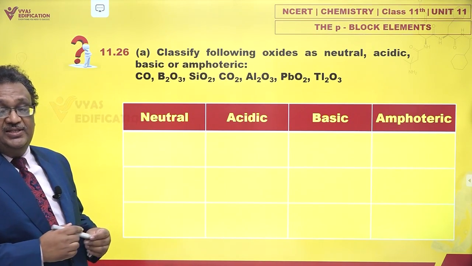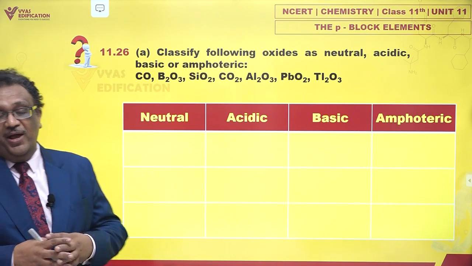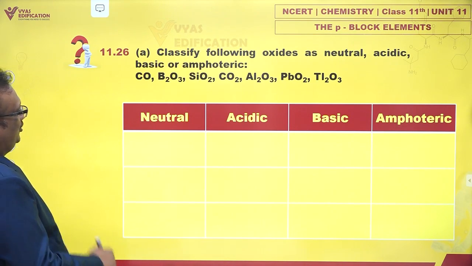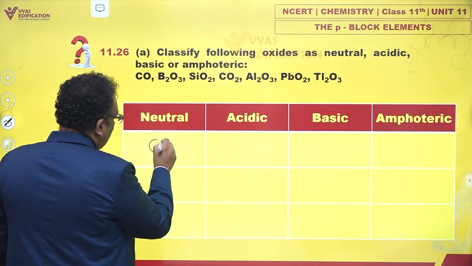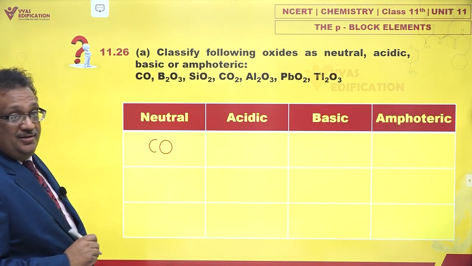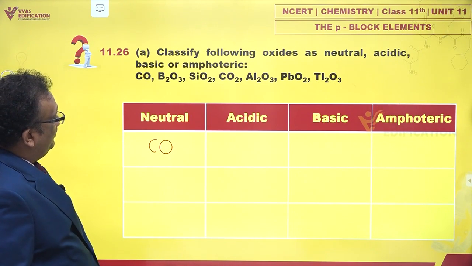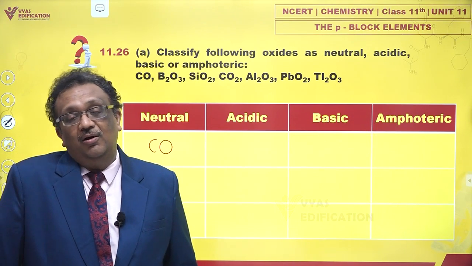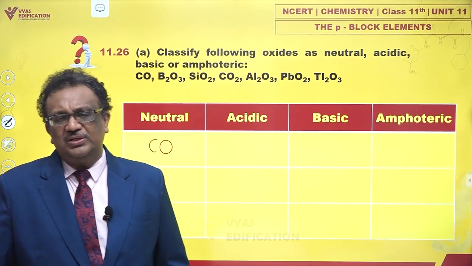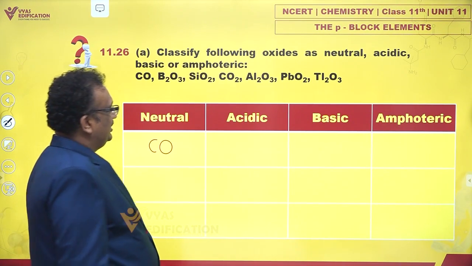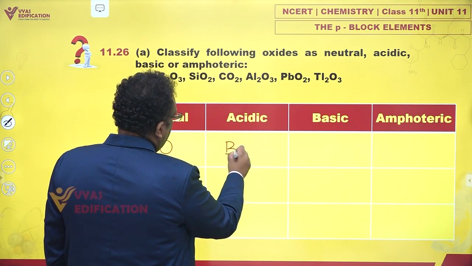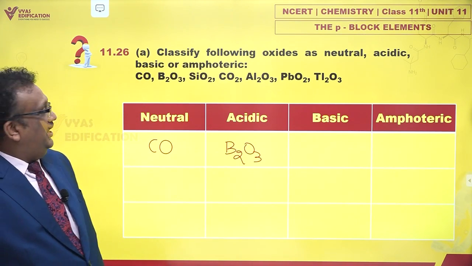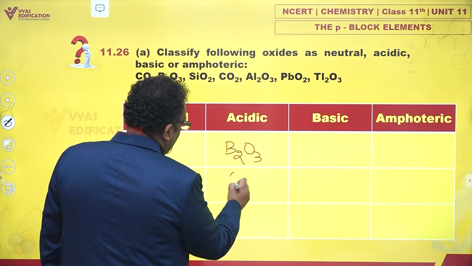Classify the following oxides as neutral, acidic, basic or amphoteric. Well, we have CO, carbon monoxide happens to be a neutral oxide. Wow. You have B2O3 and SiO2. Now, boron is a non-metal and non-metal oxides are typically acidic. So, you have B2O3 as acidic oxide. Silica and carbon dioxide, CO2 also is an acidic oxide, no doubt.